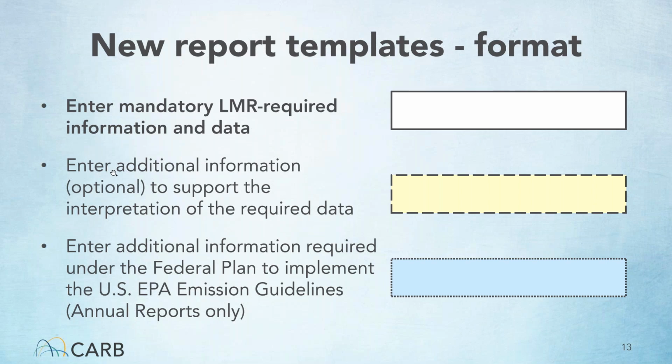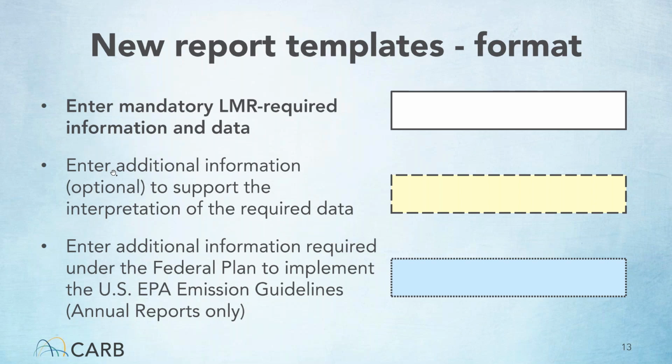The yellow input boxes with dash borders indicate additional information that is not specifically required in the regulation, but is useful to interpret the required data. As you'll see, these can be pieces of information that most of you are already submitting in the report, such as the year the landfill was open or closed, or contact information from the person who prepared the report. These are just a couple of examples. These yellow boxes are voluntary, but they do help us out a lot.